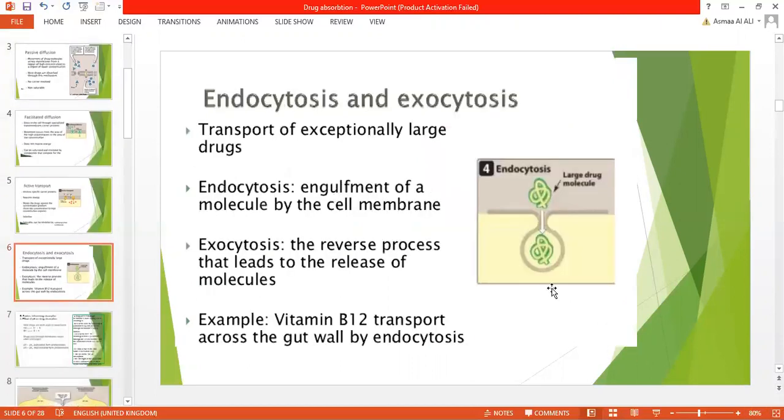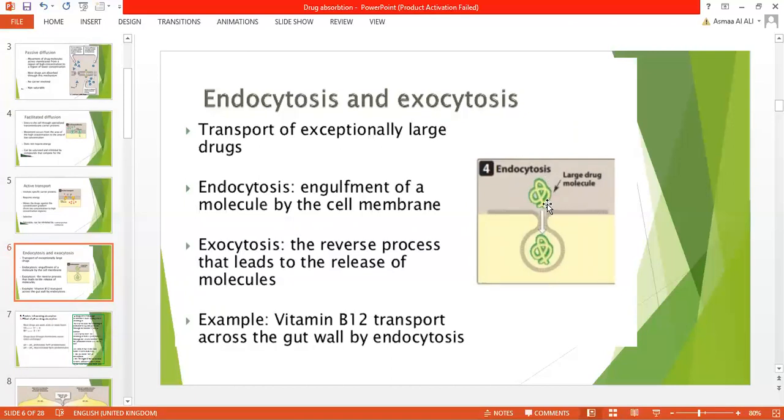Other mechanisms are endocytosis and exocytosis, and this type of drug delivery system transports drugs of exceptionally large size across the cell membrane, that is, large drug molecules. Endocytosis involves engulfment of a drug molecule by the cell membrane and transport into the cell by budding of the drug-filled vesicle.